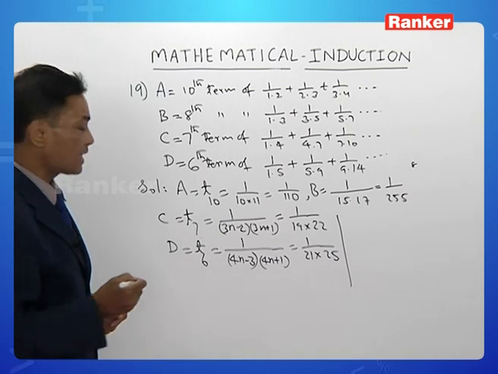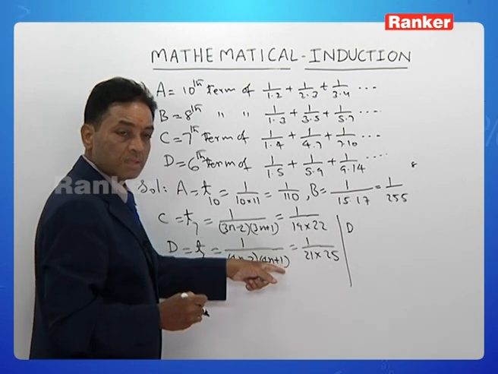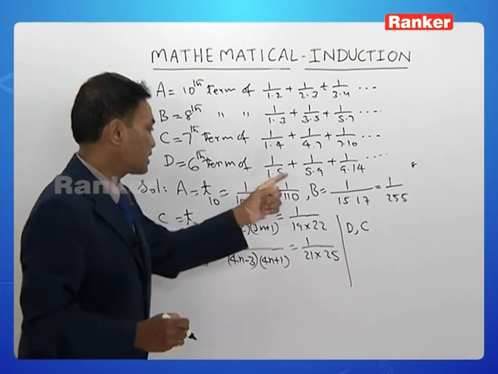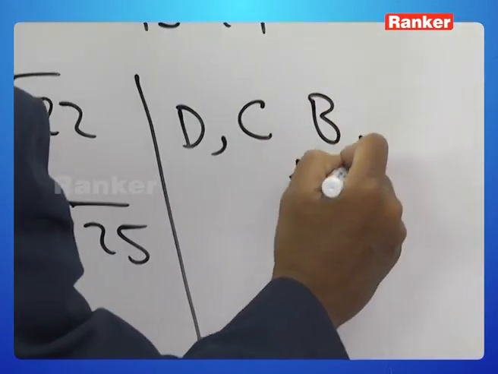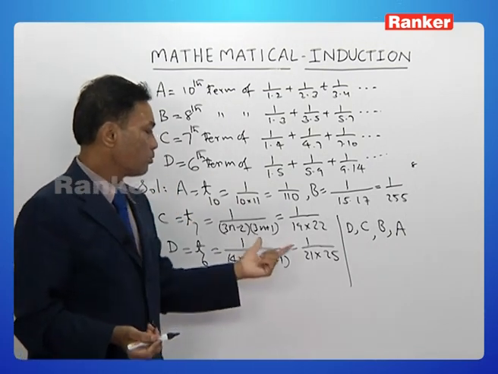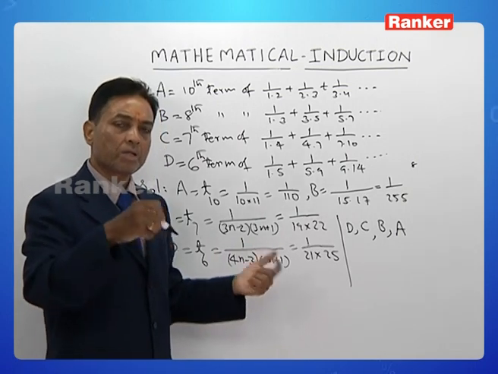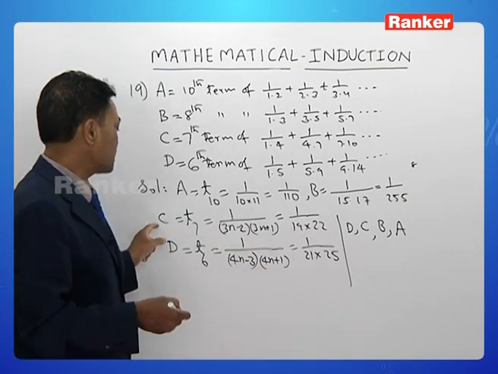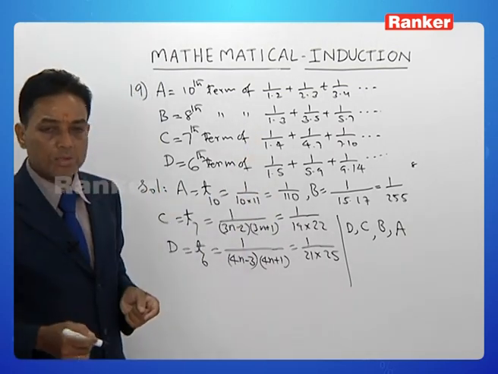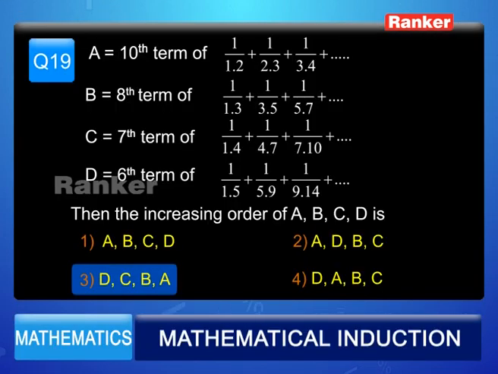Let us see what is the increasing order. So D smallest value, next value C, next value B, next value A. Because it is simple, all numerators are 1 only, more the denominator, less the value. So the increasing order means you start from the larger value in the denominator. So D, next C, next B, next A. So in reverse order D, C, B, A. Let us see what is the right option. Yes, third option. Third option is the right one.